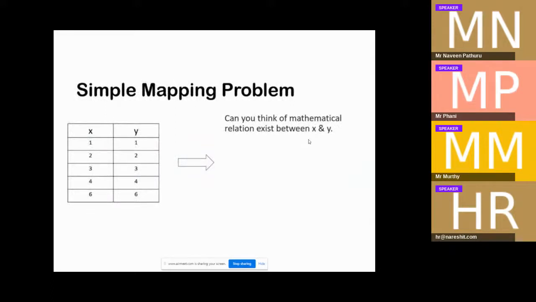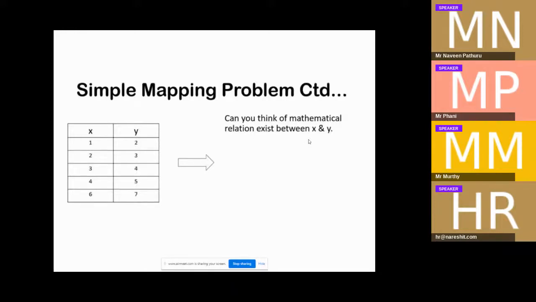Let's take another example. Take a look at X and Y. If you closely watch X and Y, think of the mathematical relationship that exists between X and Y. We can say Y equals X. Whatever X is, Y is. So Y equals X is what we can say. So what are we doing? On the left hand side is the data, on the right hand side is an equation. It's a simple equation that we have come up with.